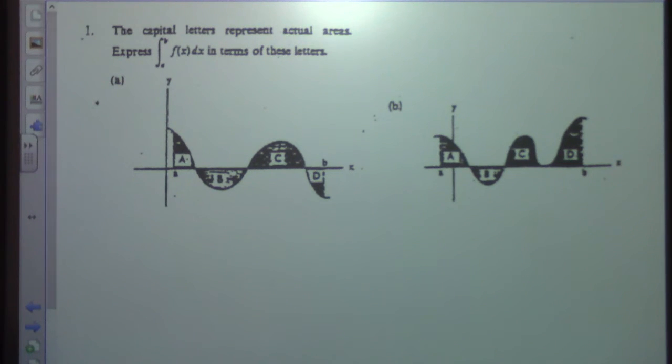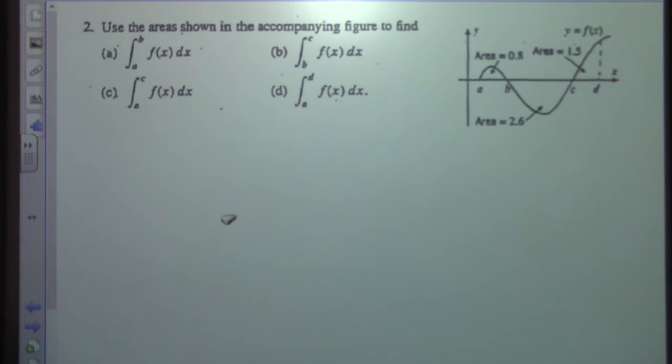So it'll be a kind of mental puzzling over these things. Okay, here we have this one here, use the areas shown in the accompanying figure to find. So I want you to go work those out, and we'll go over those in 3 minutes. We'll take 3 minutes to do this? Yes, okay, say 3 minutes.